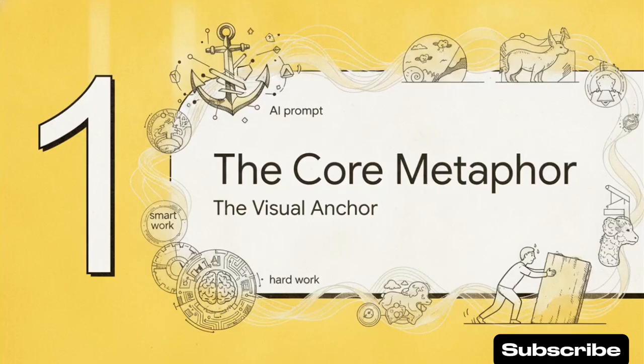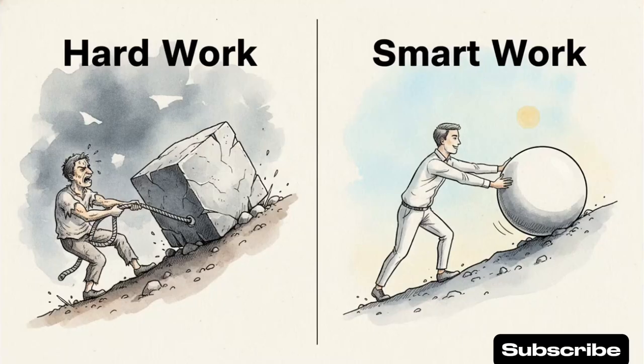All right, kicking things off with section 1, the core metaphor. Before we can prompt an AI to generate anything, we really need a visual anchor. And this is basically the most famous visual metaphor for the concept, instantly communicating everything you need to know without saying a single word. On one side, you have the sheer, agonizing friction of hard work, dragging a heavy, sharp-edged cube. And on the other, the ultimate leverage of smart work, effortlessly rolling a perfectly smooth sphere.